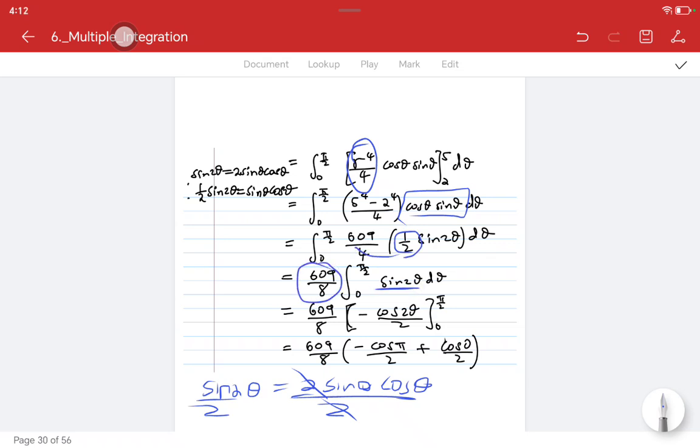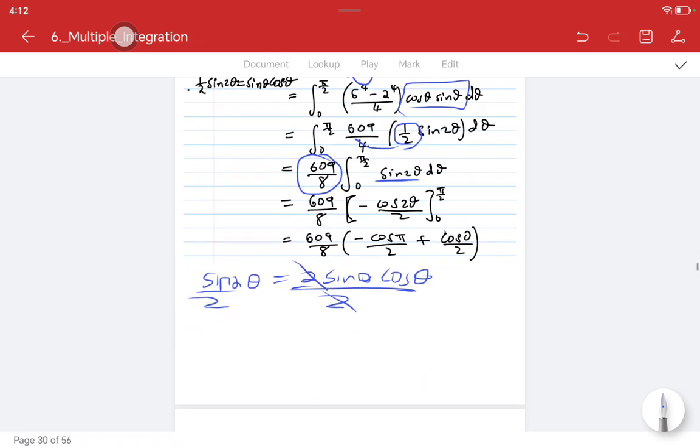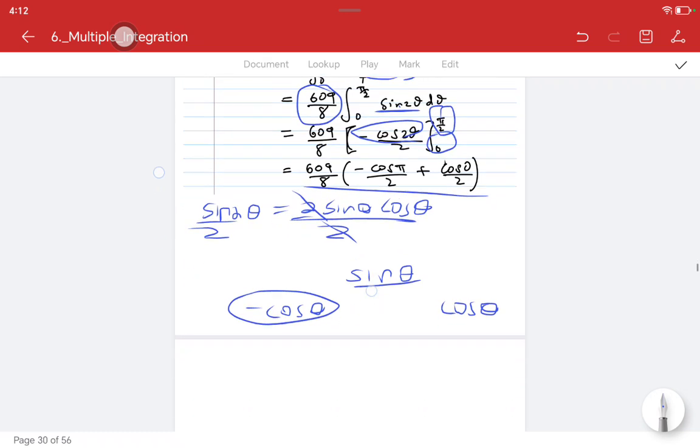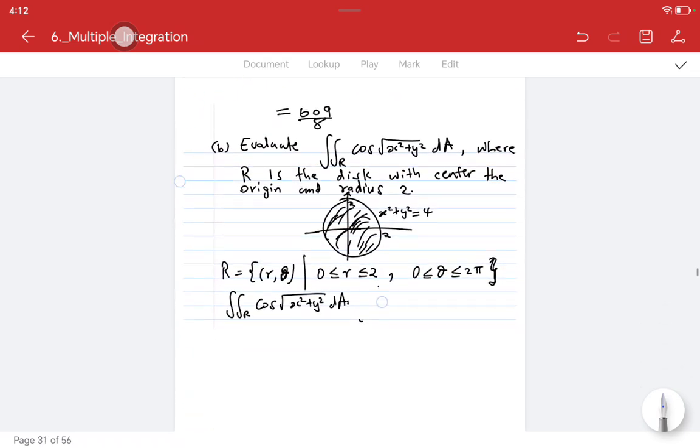Now we integrate sine 2 theta. I've already showed you how to integrate this. When you integrate positive sine theta, you get negative cos theta. So here it's negative cos 2 theta over 2, because here we divided by the derivative of the inside. So we plug those angles there. Then we get that. So that will be simple, right?